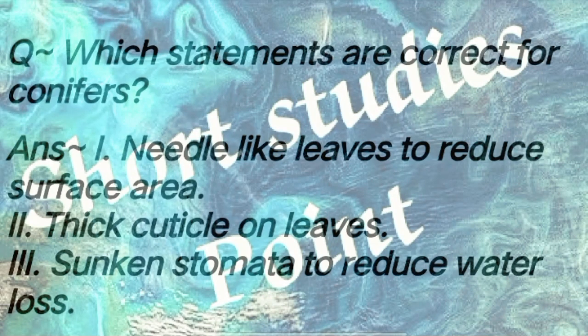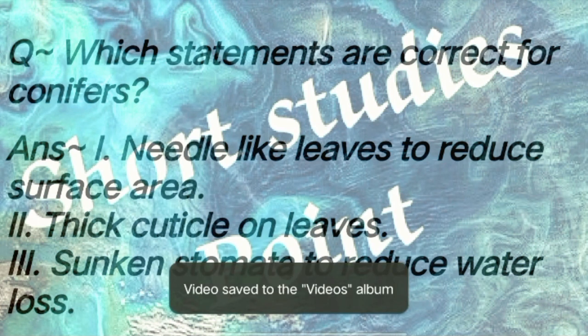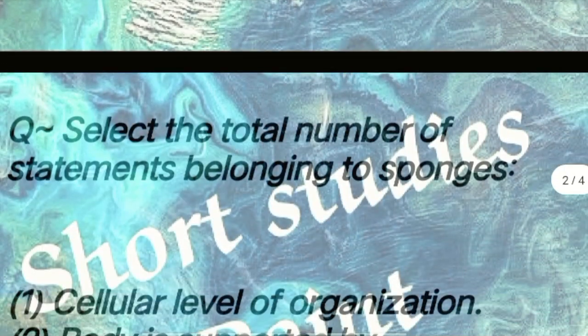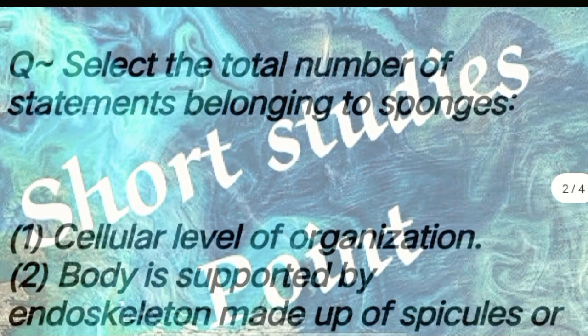Question, which statements are correct for conifers? Answer: needle-like leaves to reduce surface area. Second, thick cuticle on leaves. And third, sunken stomata to reduce water loss. Next question, select the total number of statements belonging to sponges.